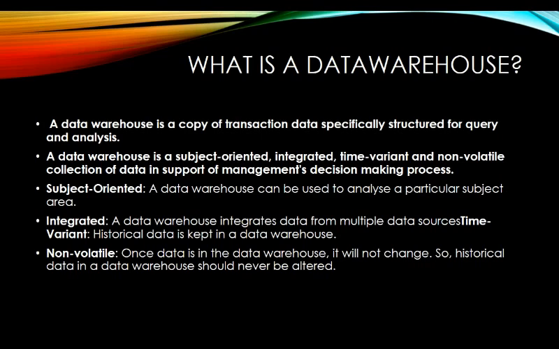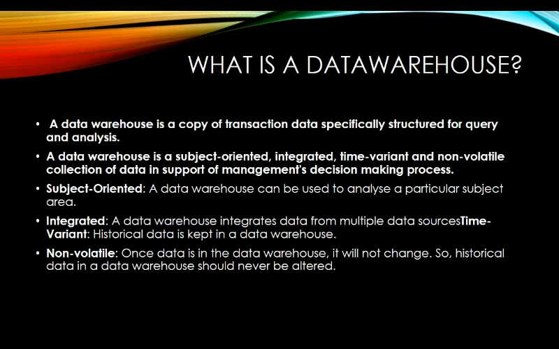Then we move on to time-variant. With this, you sort of know that historical data is kept in a data warehouse. That's what it's all about here. So you can pretty much go back, for example, one can retrieve data for 3 months, 6 months, even 12 months or older than that from the data warehouse. Now, this contrasts with a transaction system, where often only the most recent data is kept. An example of this is a transaction system may hold the most recent address of a customer, where a data warehouse can hold all addresses associated with a customer.